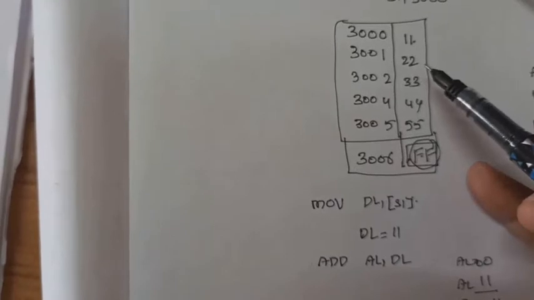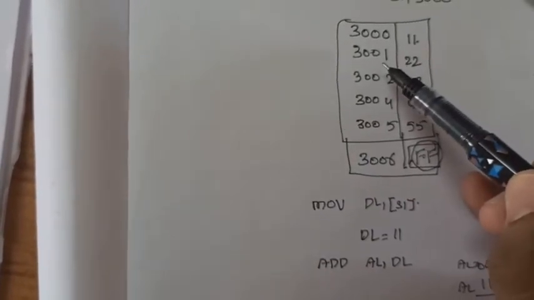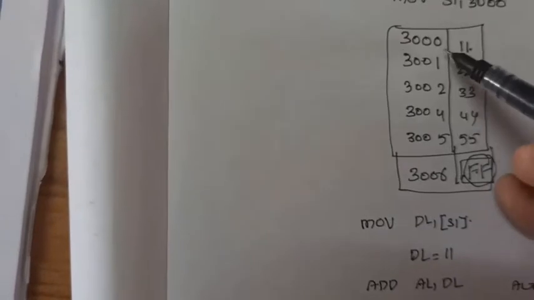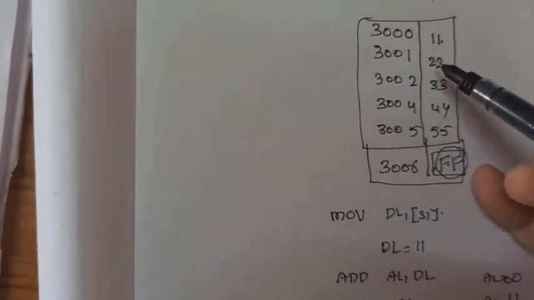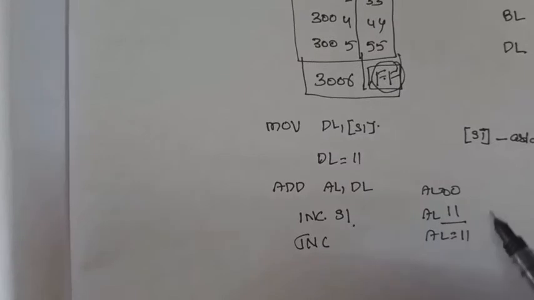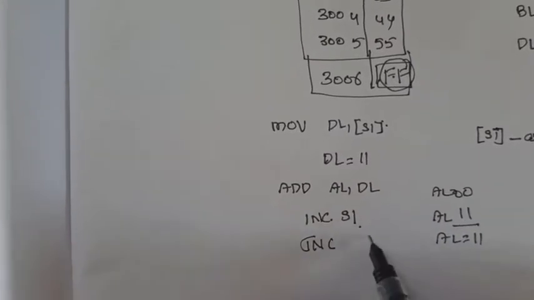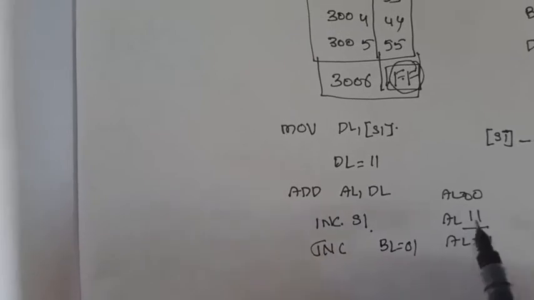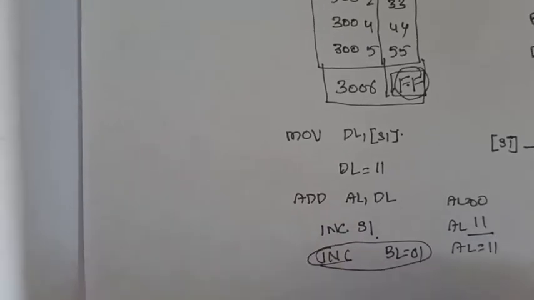Now after this, what we want to add is the next byte of data. For that you have to increment the address. So after executing this, we have written INC SI. The increment will happen in the memory location, to access the next byte of data. And there is a condition called JNC. If any carry exists in this addition operation, then that carry will be indicated in the register BL as 01. If there is no carry, this instruction won't work.